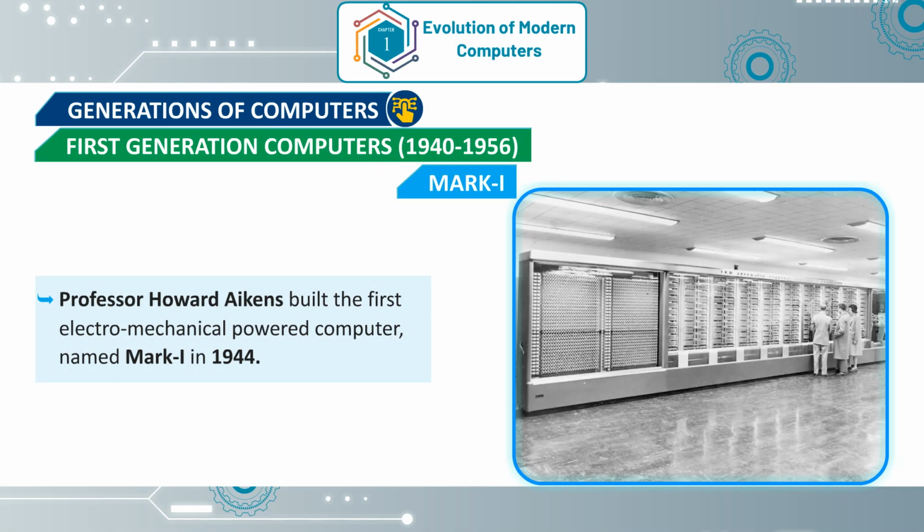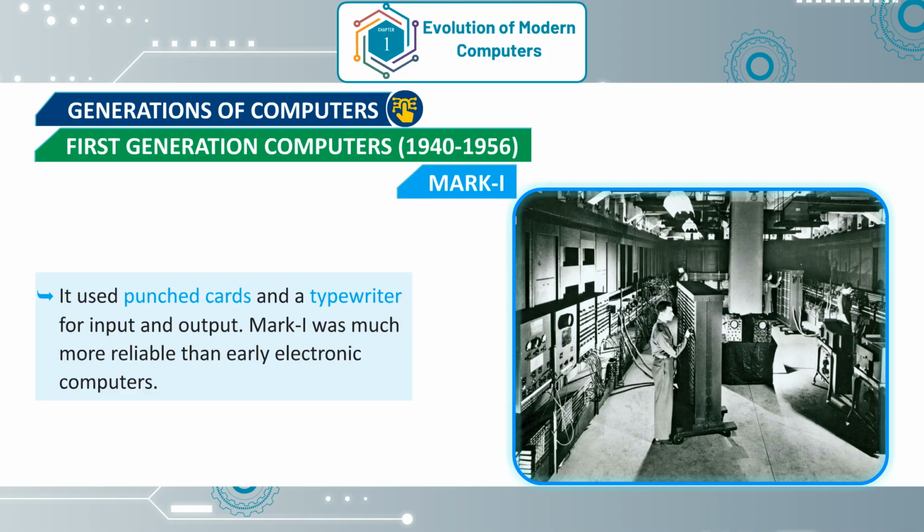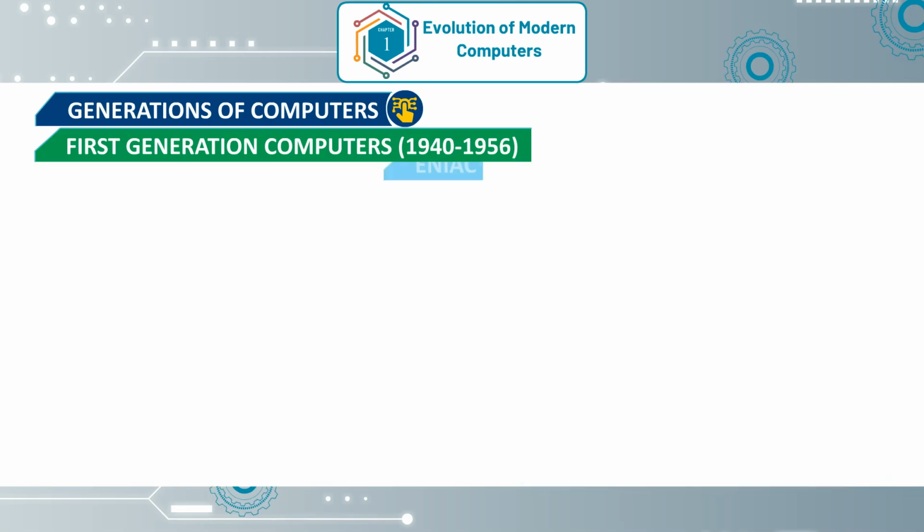Mark I. Professor Howard Aiken built the first electromechanical powered computer named Mark I in 1944. Mark I was the first fully automatic calculator. It used punched cards and a typewriter for input and output. Mark I was much more reliable than early electronic computers.